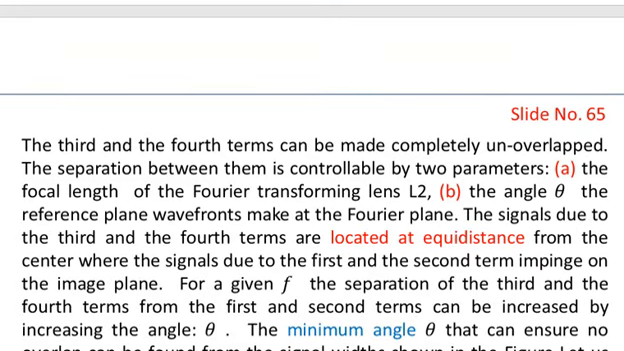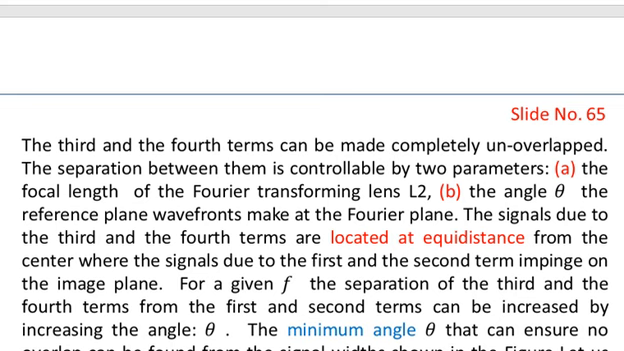So A, the focal length of the Fourier transforming lens L2, is a parameter that can be used to separate out the third term and the fourth term from being overlapped by the two terms which are traveling along the optical axis. The part B is the angle theta the reference plane wave fronts make at the Fourier plane. So you can set the value of angle theta and you can make the position of the third term and the fourth term to be located away from the center of the optical axis.